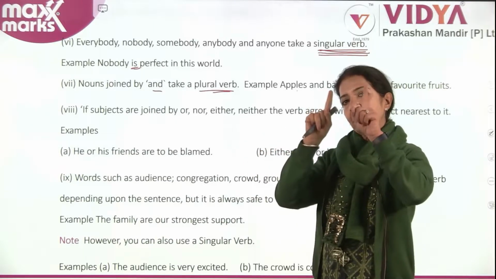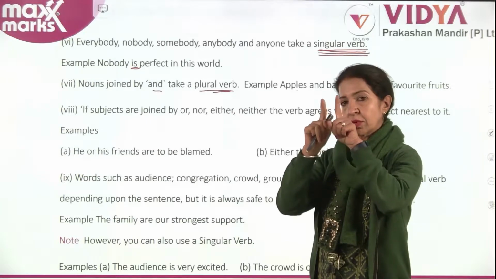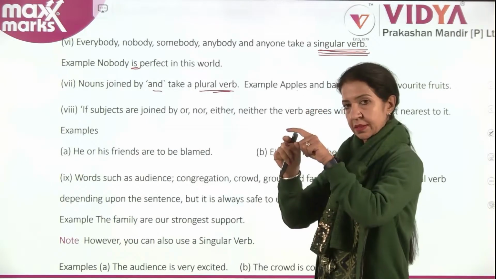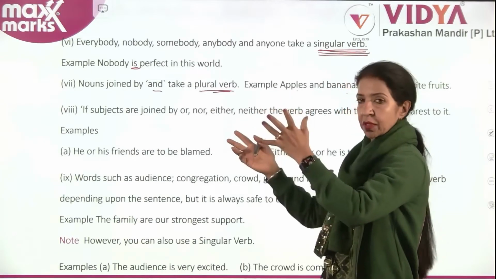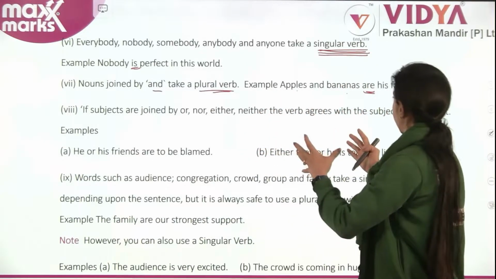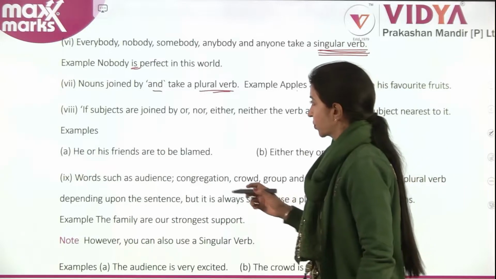See, bread and butter were connected. They're talking about one thing, bread and butter, right? Here, separate fruits are there. Apples and bananas are his favorite fruit.